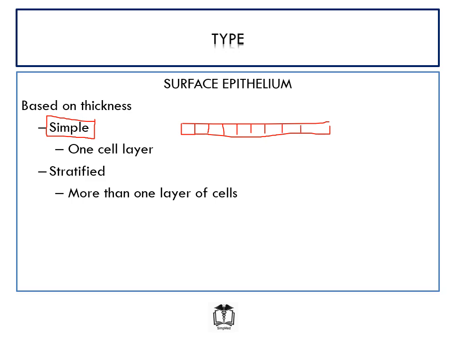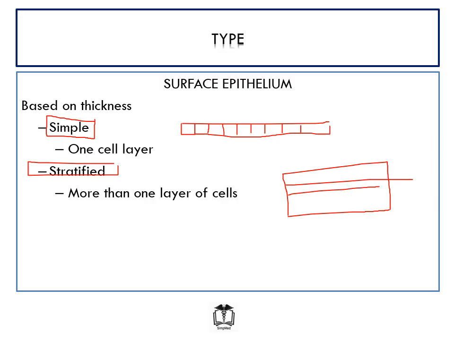Then we have the stratified epithelium. Stratified epithelium is when we have more than one layer of cells, like what I talked about for the skin. The skin is an example of the stratified epithelium because in the skin we have multiple layers of cells that are even grouped. So we have five major layers of cells found within the skin. So let's use that as a typical example of stratified.